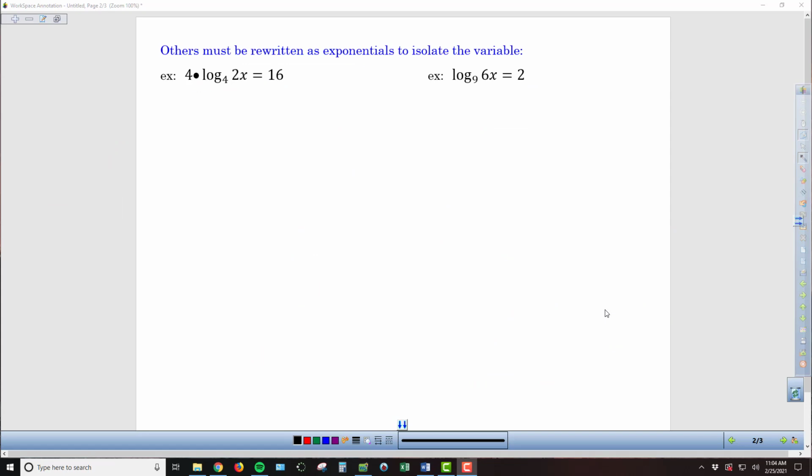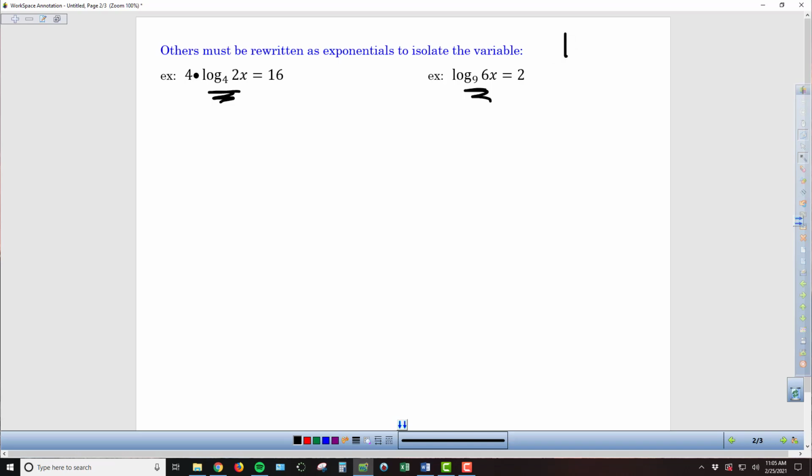So problems that just have a single logarithm, like what we see in the two examples here, where we have 4 times log base 4 of 2x equals 16, or in the second example, same thing. We have a single logarithm equaling some number on the other side. We're going to have to rewrite these as exponentials.